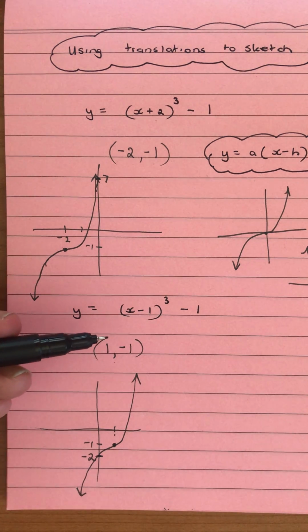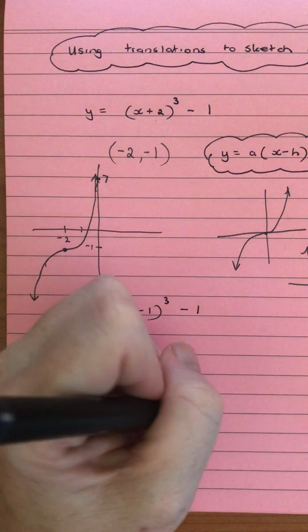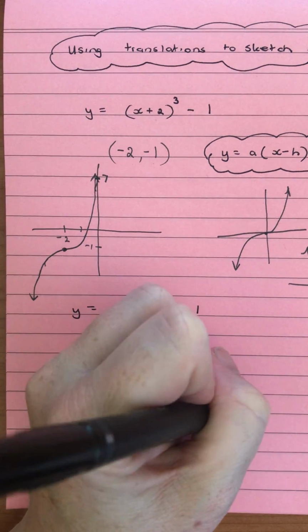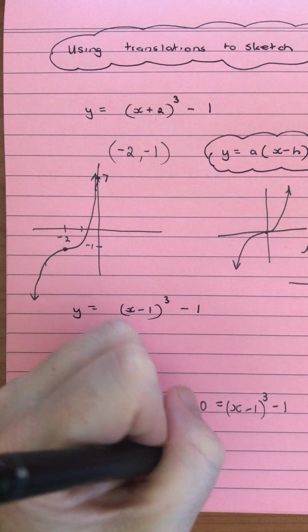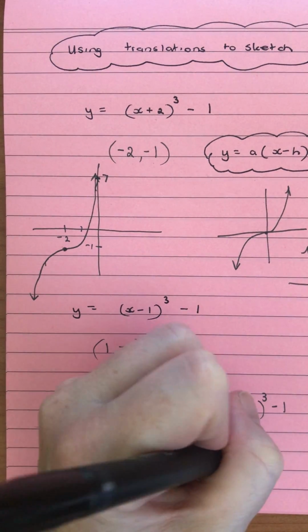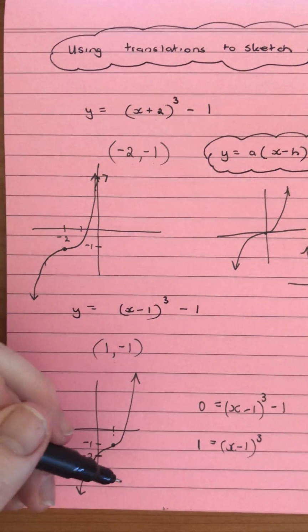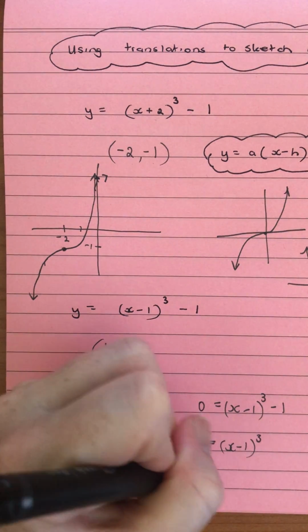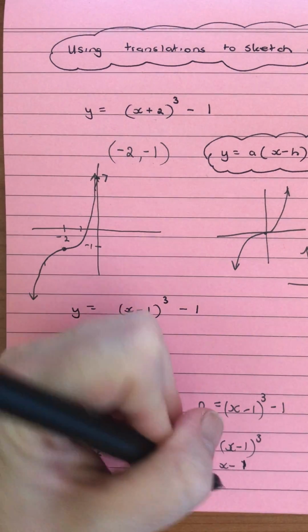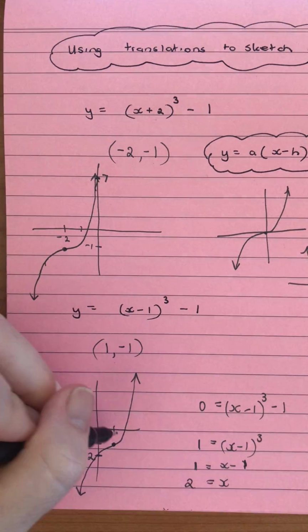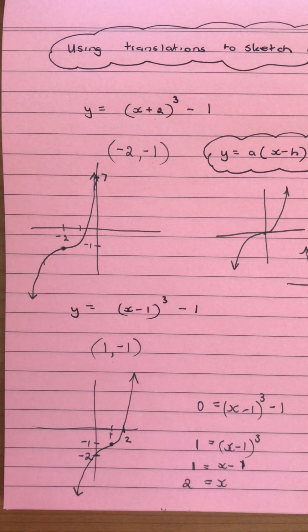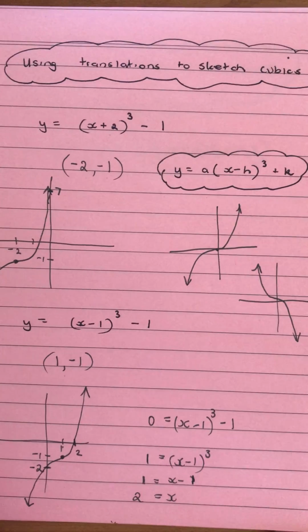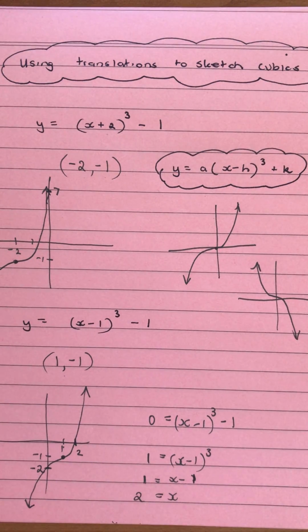And if we wanted to, we could solve for the x-intercept as well by putting in y equals 0. So we would have 0 is equal to x take away 1 cubed, take away 1. Then we'd add the 1, so we get 1 is equal to x take away 1 cubed. Then obviously the cube root of 1 is still 1, which is x take away 1. And then that will mean x is equal to 2, which looks about where we've got it on our graph anyway. So that's a couple of tips on how to do your sketching cubics using translations for that.